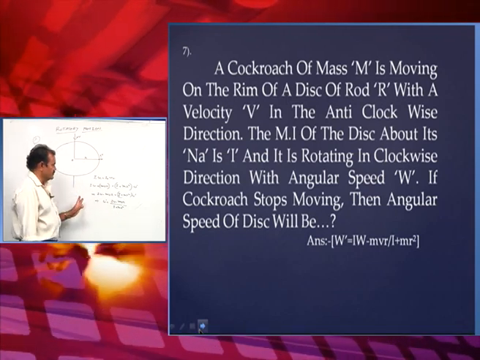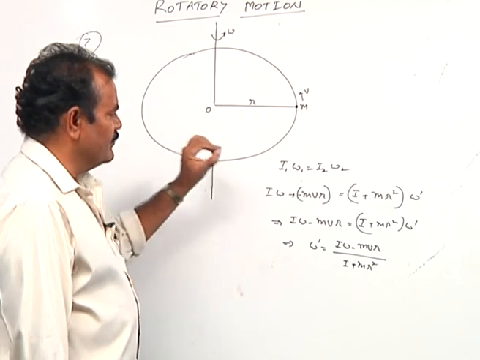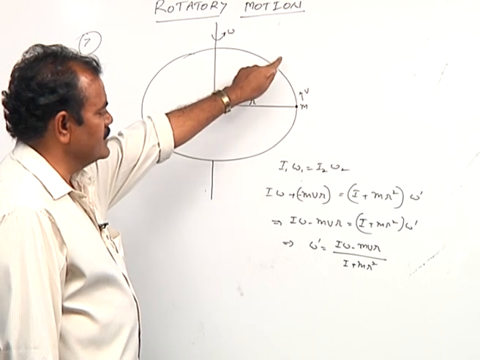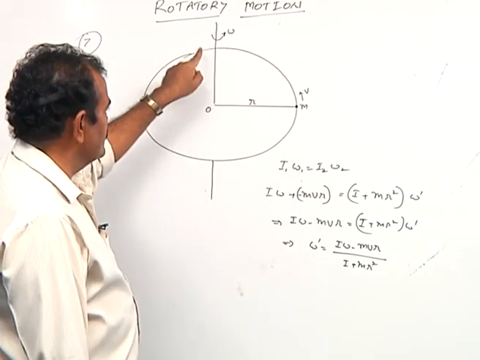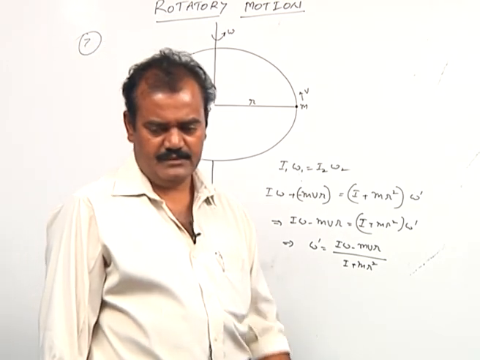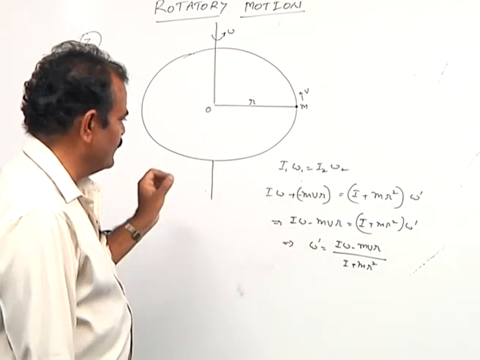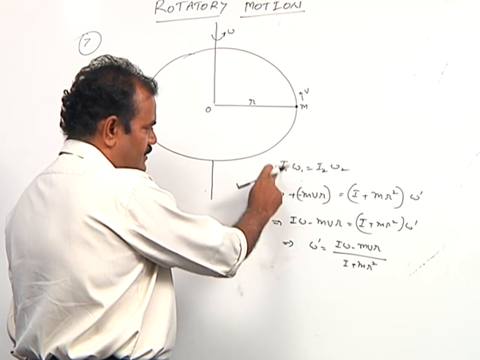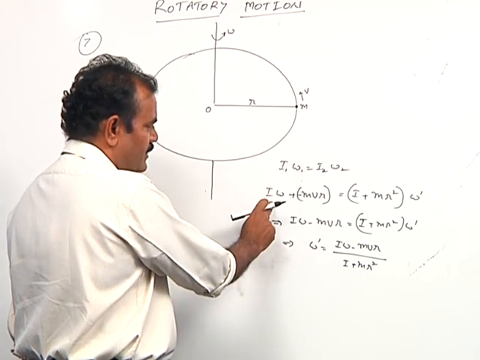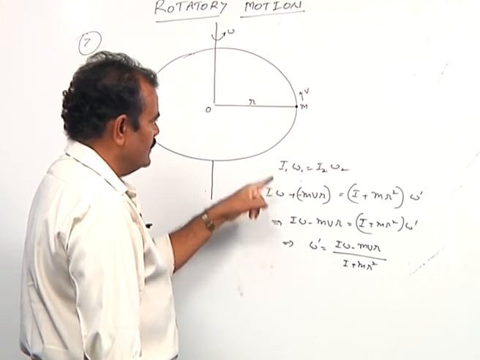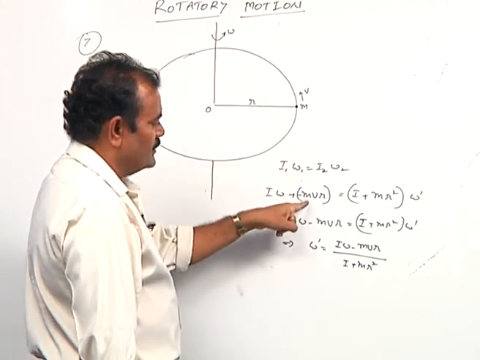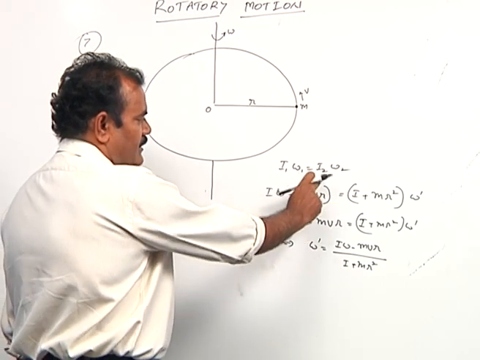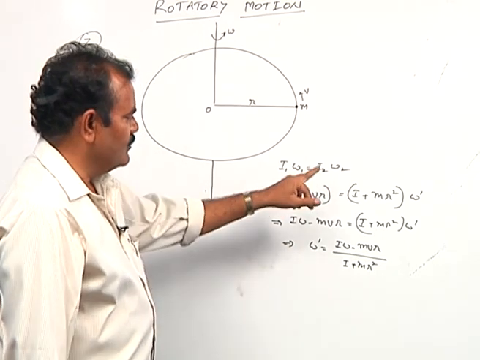So once again I tell you this problem. Here there is a little bit of confusion: the cockroach is moving in the anti-clockwise direction, whereas the disk is rotating in the clockwise direction. That is the only slight difficulty here. So you have to change the directions like this. For the disk it is I omega, and for the cockroach you have to take minus mvr, because both are mutually opposite.